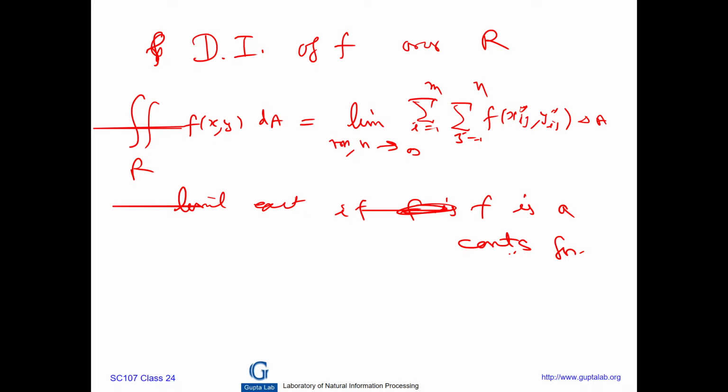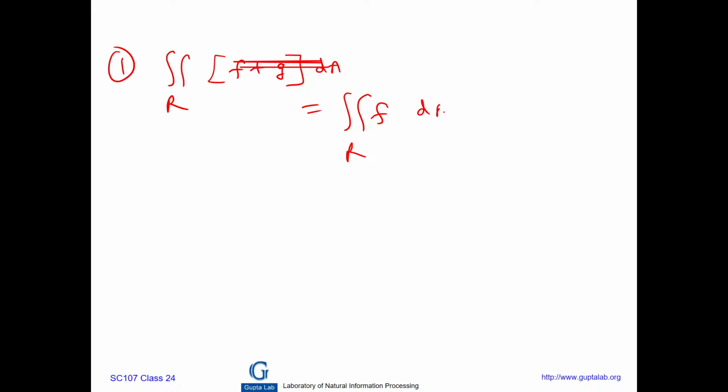So there are some properties which are there. Before actually moving further and giving any other example, I want to just mention those properties. First of all, the integral along this rectangle of f plus g, where f and g are two variable functions, dA is equal to the integral of f dA plus the integral of g dA. So you can do individual integrals and sum them.